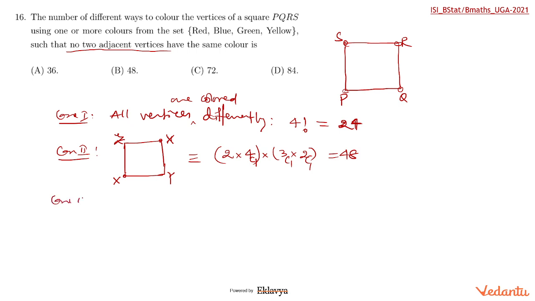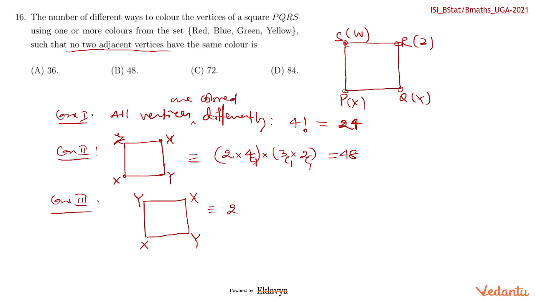Now coming to case 3. Case 3 is like, so this is like X, Y, Z and W. This is 4 factorial, 4, 3, 2, 1. And case 3 is like 2 opposite pairs of identical colors. So XX and YY, or it can be YYXX, just interchanging X and Y. So like 2. How many colors are used here? 2 colors. So select 2 first, in 4C2 ways.